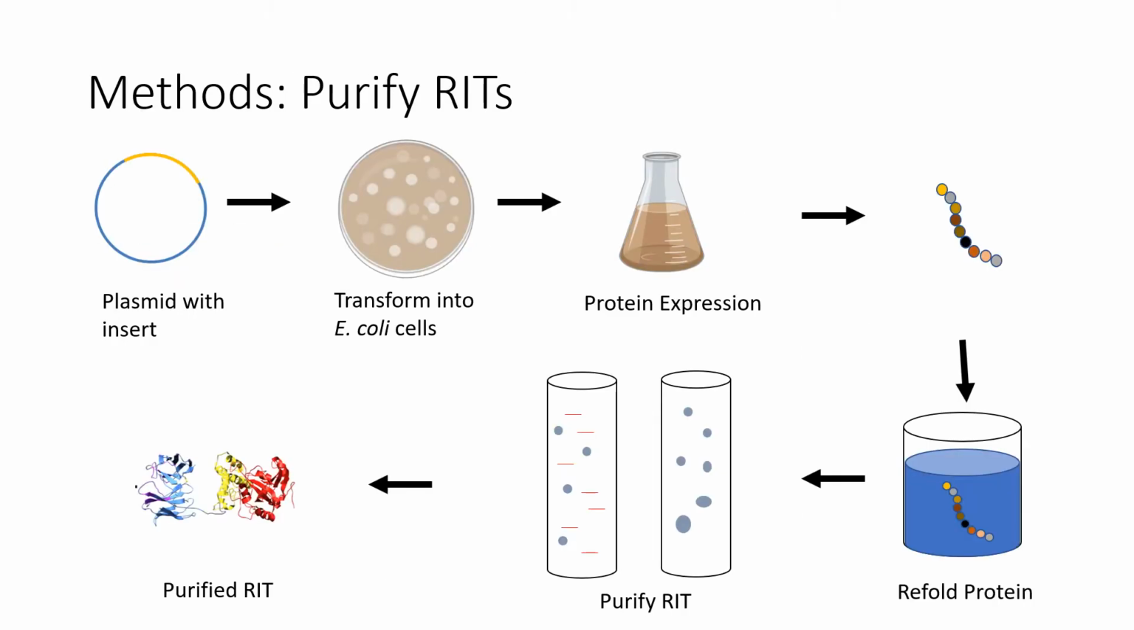After we have confirmed our mutations using DNA sequencing, we will then purify our proteins. We do this by transforming our plasmids into BL21 competent E. coli cells and then expressing our proteins. After the proteins have been expressed, we'll refold the protein and purify it using size exclusion chromatography and anion exchange chromatography.